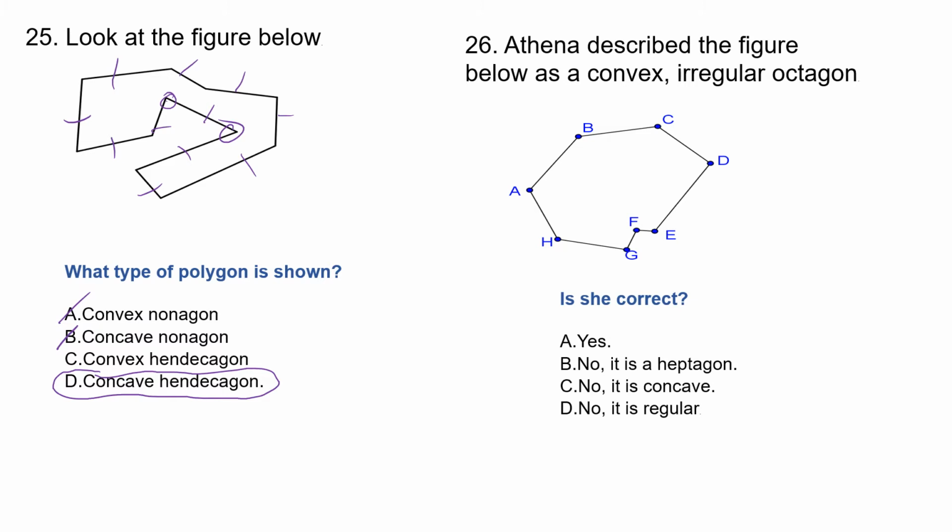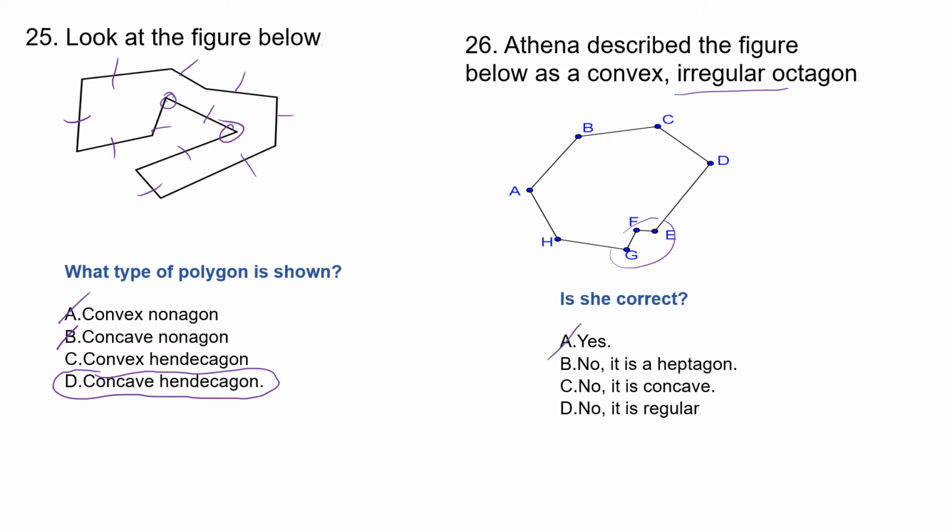Number 26, it says Athena described the figure below as convex irregular polygon. So irregular is correct because remember irregular, that means that all sides are not congruent or equal. You can clearly see that these sides are smaller. But it asks the question, is she correct? No, she is not correct. So we can eliminate that.